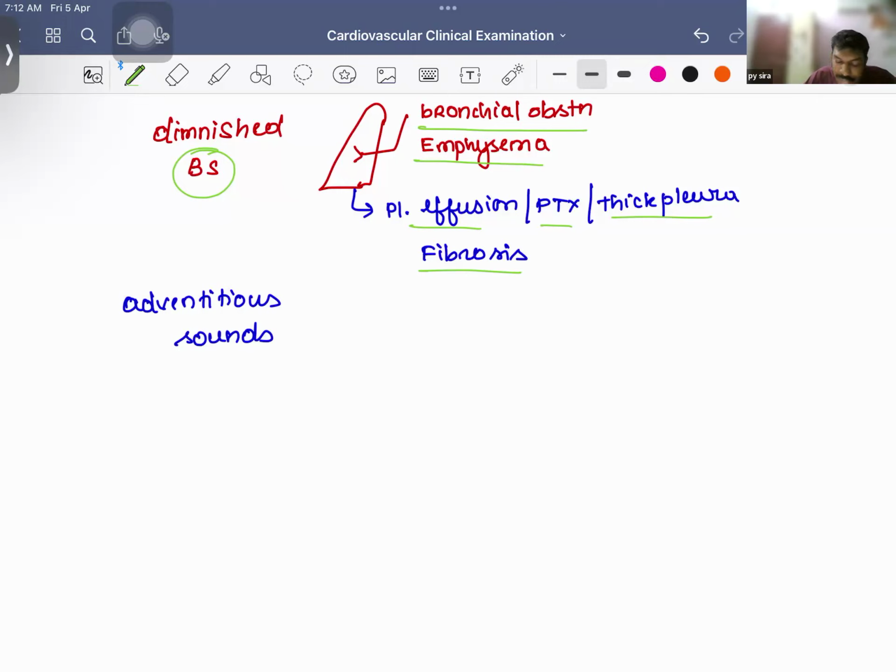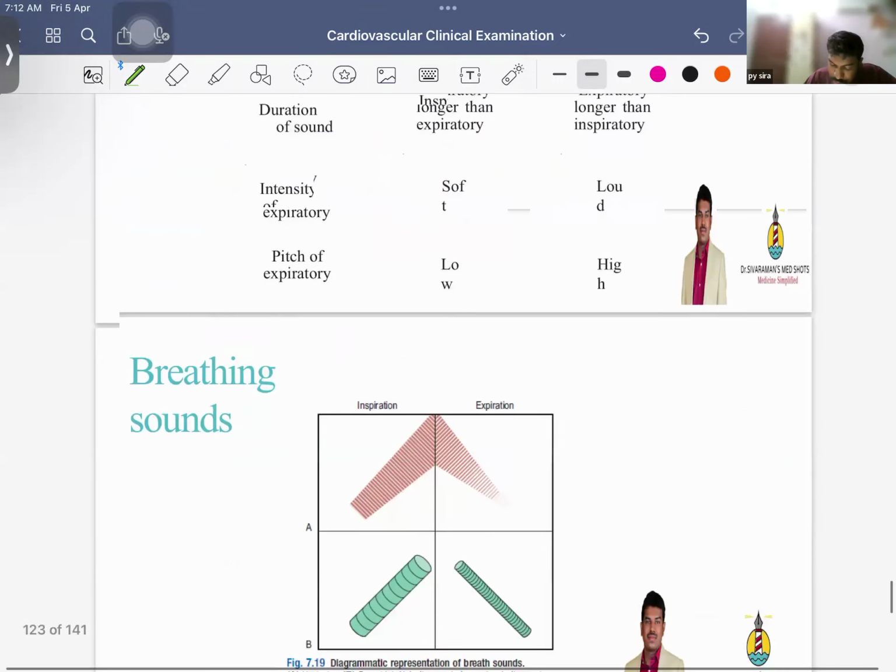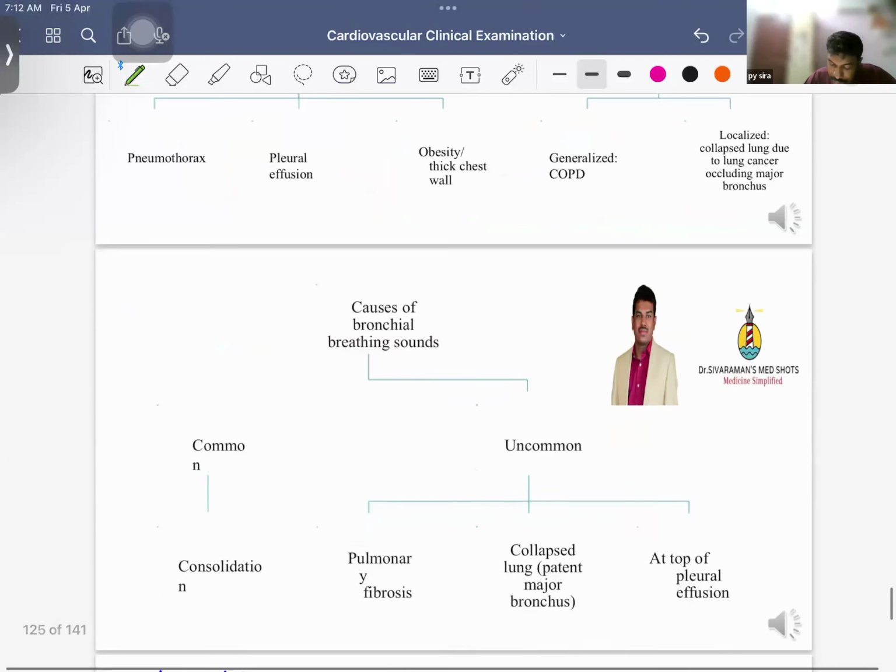So what are the conditions? Whenever you have a bronchial obstruction, empyema, pleural effusion, pneumothorax, thickened pleura and fibrosis, in all these conditions you are going to get a decrease in the breath sound. So almost I have covered everything, I think.